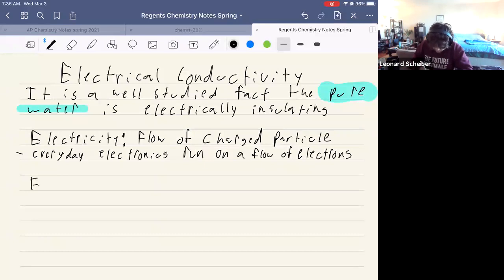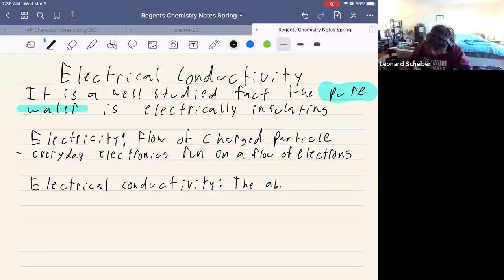Now, the term electrical conductivity, to conduct electricity, really means if something is electrically conductive, it means it has the ability for charged particles to flow through.